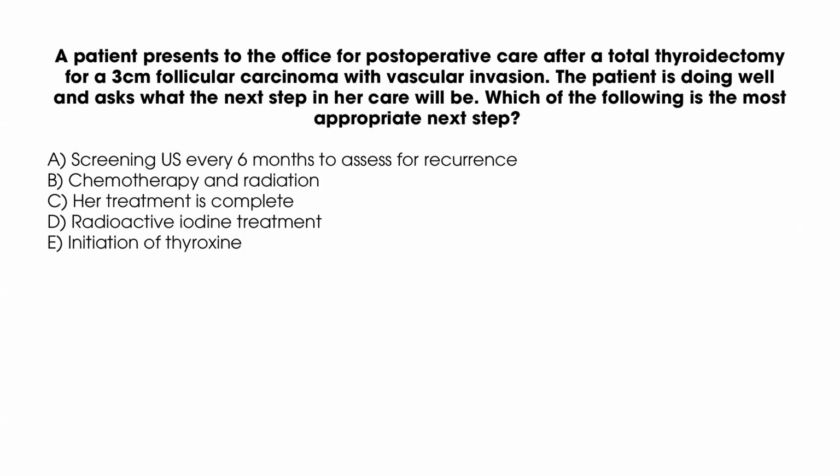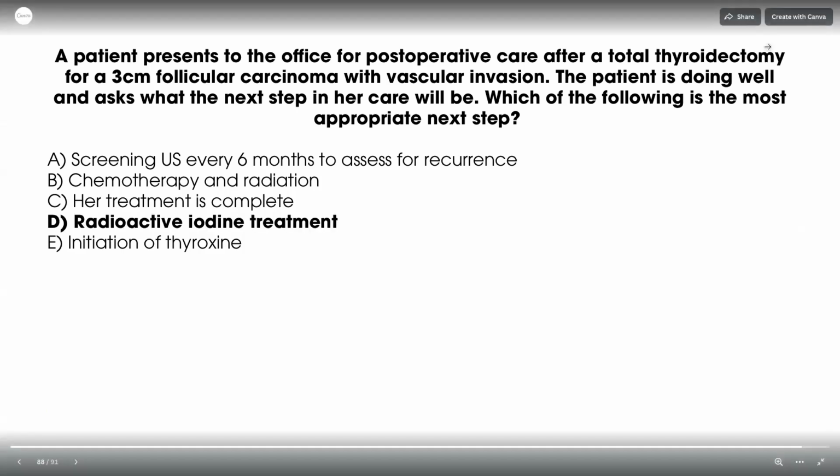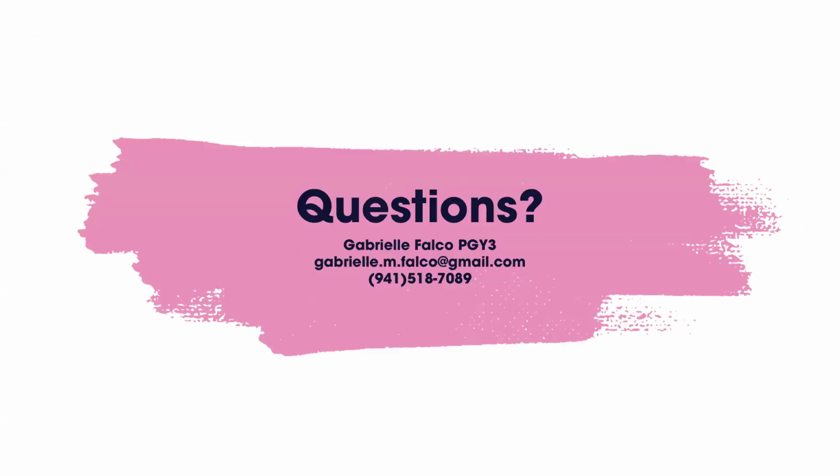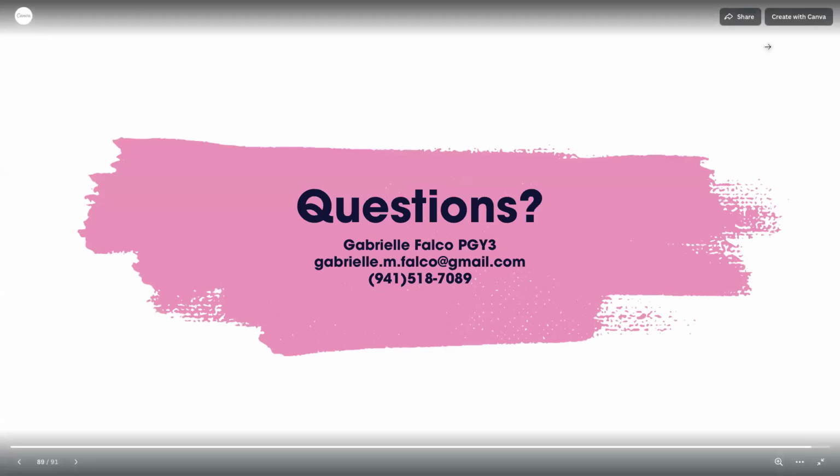I think for the vascular invasion, you want to do radioactive iodine. So yeah, the answer is radioactive iodine. The main reason though is this patient has follicular carcinoma, which responds well to radioactive iodine. So patients with papillary and follicular who undergo total thyroidectomy are candidates for radioactive iodine and should get that. All right, that was it.